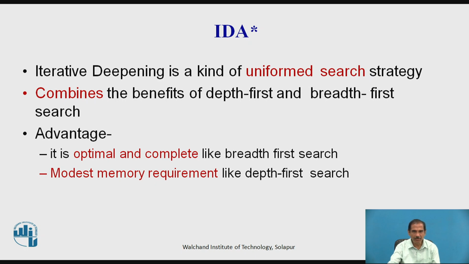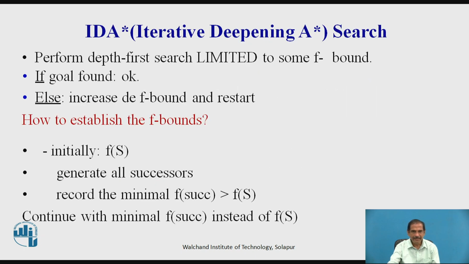Iterative deepening is a kind of uninformed search strategy which combines the benefits of depth first search and breadth first search, and it has the advantage that it is optimal, complete, and has a modest memory requirement. IDA star, which is iterative deepening of the A star search, is performed by the depth first search limited by this F bound. If the goal is reached, okay; else increase the F bound and restart.